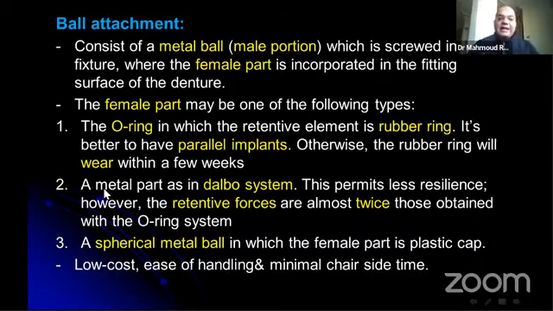A metal part as the Dalbo system. This permits less resistance. In the Dalbo system, the metal part is the resilient part. It will squeeze to allow the female metal cap to catch it and give a mechanical retention. The retentive forces are almost twice those obtained with the O-ring system. A spherical metal ball in which the female part is a plastic cap, also, this is the third option. This type of attachment is low cost, easy to handle, and needs minimal chair side time for loading inside the patient mouth.